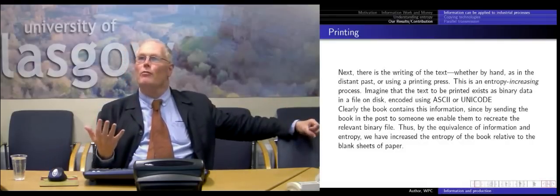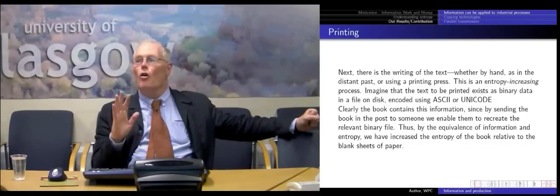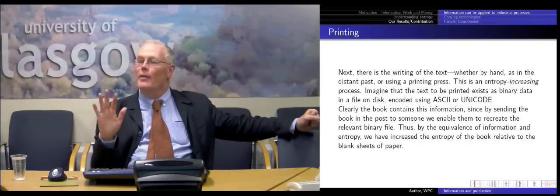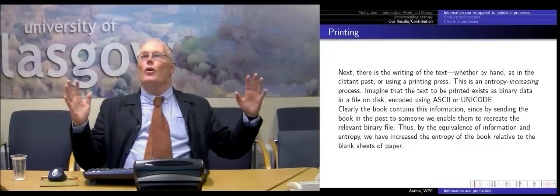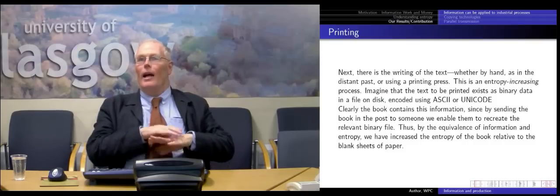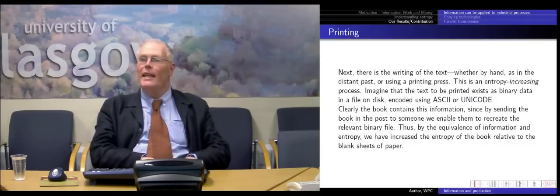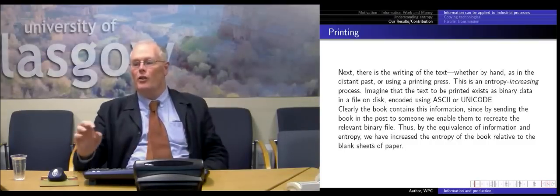Next, you consider the process of writing text, whether by hand as it was in the past, or with a printing press. And this is an entropy increasing process because you add information to the book. By the equivalence of entropy and information, we increase the entropy of the book relative to blank sheets of paper.